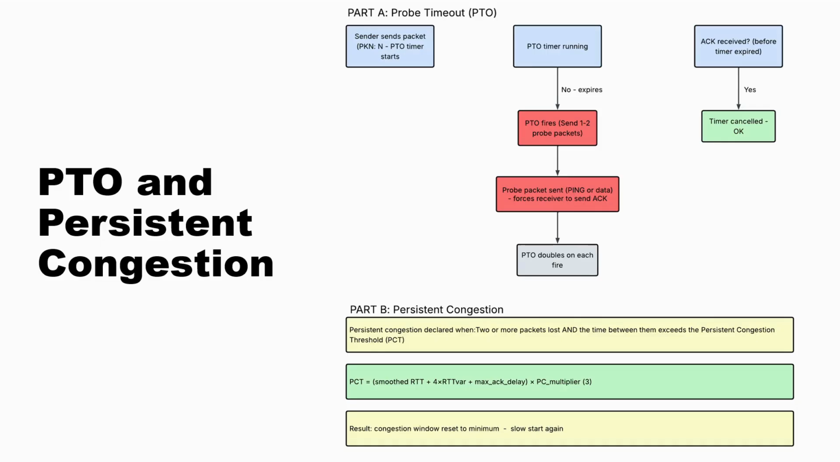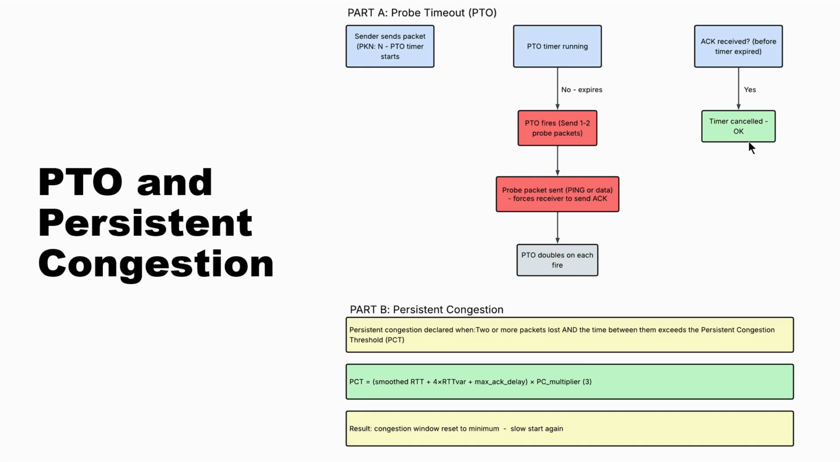So now we will look at PTO and persistent congestion. PTO stands for probe timeout. The top part of this diagram shows the probe timeout mechanism in QUIC. When a sender transmits a packet, a PTO timer starts. If an acknowledgement is received, then the timer will be cancelled and everything will be okay.